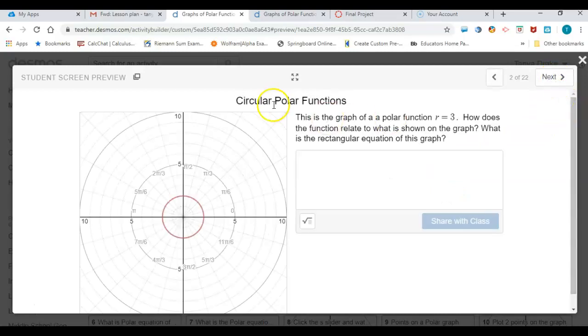All right, so the first screen that I show them is a circular polar function, and it's simply from the equation r equals 3. How does this relate to what is shown in the graph? The r equals 3, and then what is the rectangular equation for this graph? So I would want them to go through and see that the radius is 3 here, and that in order to write an equation, it would have to have center 0, 0, and a radius of square root of 3.